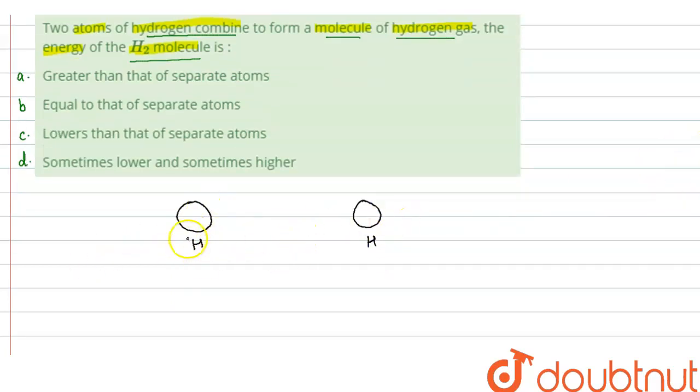So there will be attractive forces between the two atoms. Suppose this is in the center, we have one proton in the nucleus, and here we have one electron of the other hydrogen atom. So there will be an attractive force between the nucleus of this hydrogen and the electron of the other hydrogen. Also there will be the electron of this hydrogen atom, and here in the center we have the nucleus of this hydrogen atom. Here we have one proton, right? So this electron will attract this nucleus, right? So there will be attractive forces between the two hydrogen atoms.